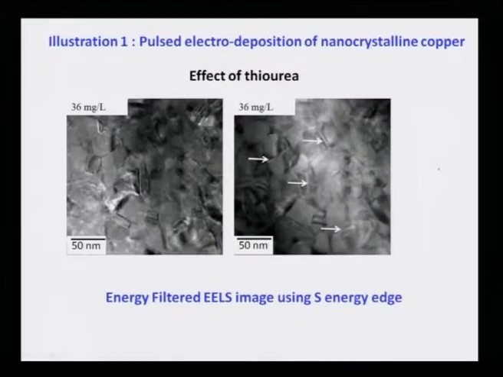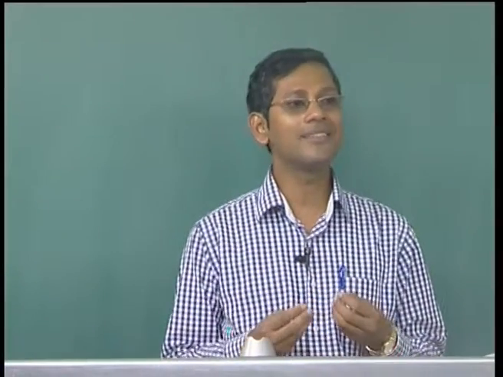To give you an idea, this is the illustration which I showed in the very first lecture, for nanocrystalline copper pulse electrodeposited using thiourea. It is thought that thiourea acts as a grain refiner by pinning the grain boundaries of the copper, but there is no experimental evidence showing that the thiourea molecule is exactly sitting at the periphery of the copper grains during electrodeposition. To show that, one can use what is known as energy filter imaging using EELS.